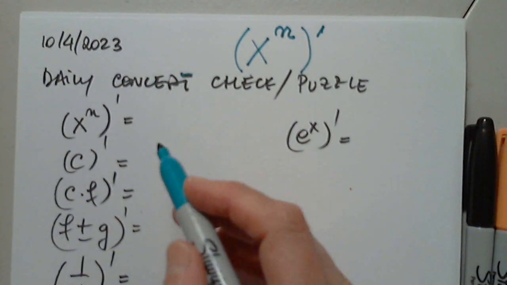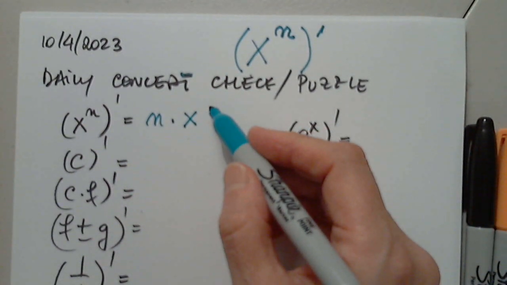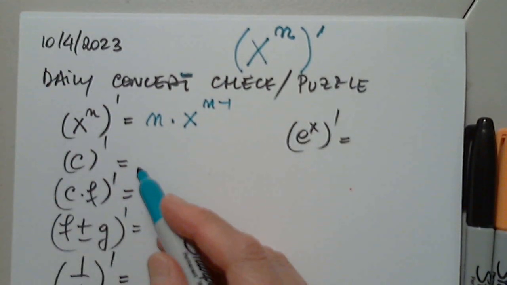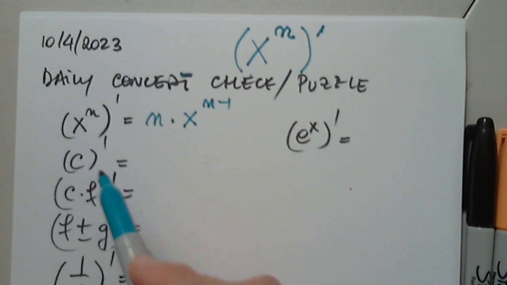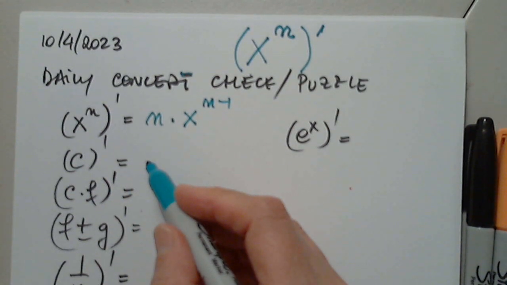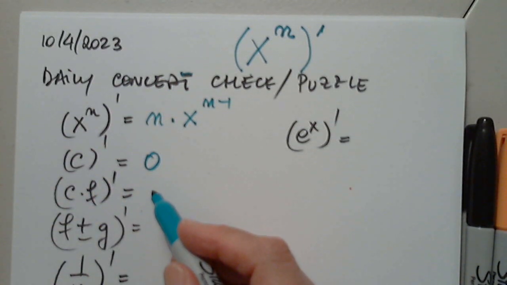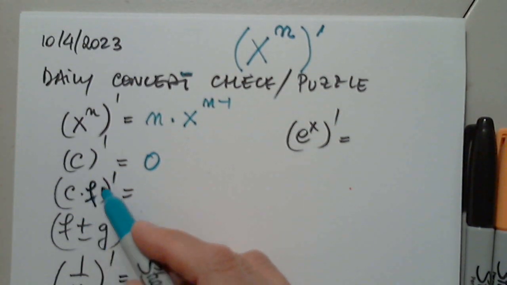That would be n times x to which power? N minus 1. Awesome. C prime. Great job. C prime. E. How much? It's just 0. Excellent. C times f prime. C times a function prime.